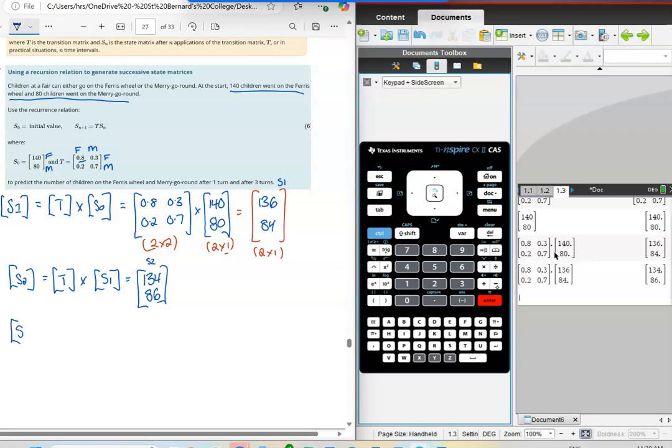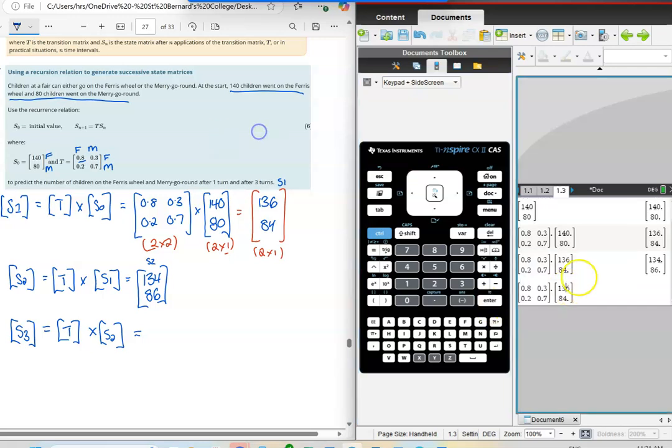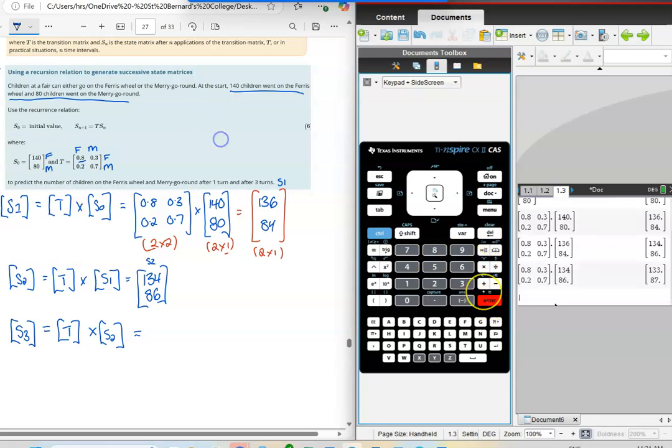So when I go to find after 3 turns, I'm going to do the transition times S2, so I'm just going to highlight it. So if you press the up key, when you've got what you want, press enter, it drops it down, and then we're going to edit here. So I wanted 134 and I wanted 86 on the bottom. Press enter. So we end up with 133 and 87.